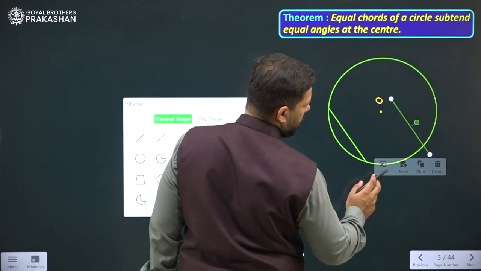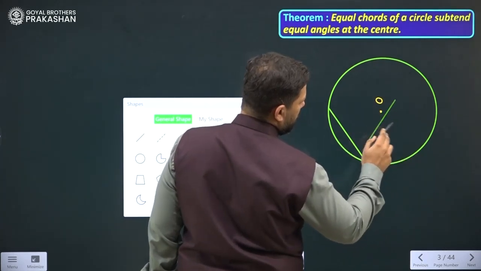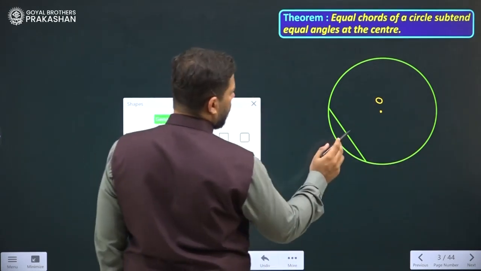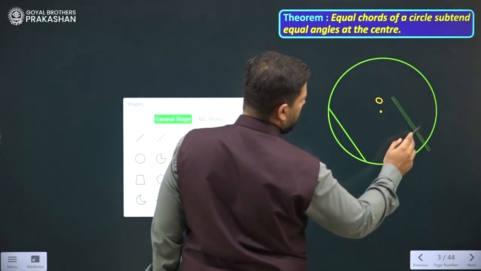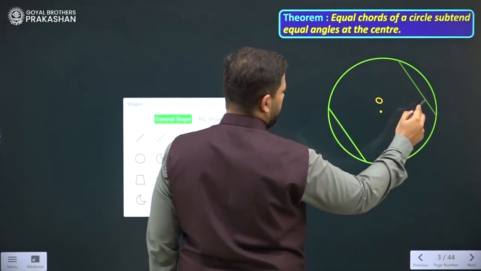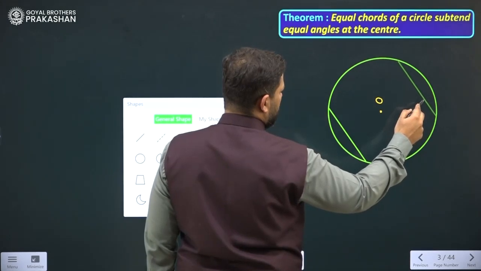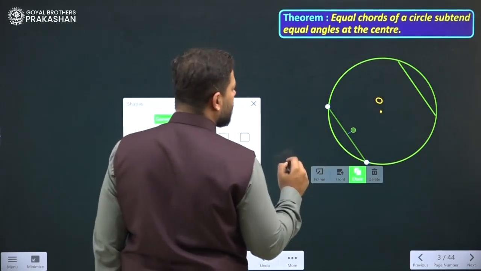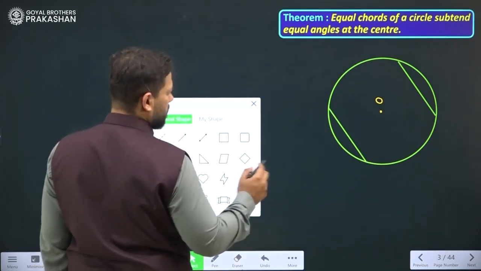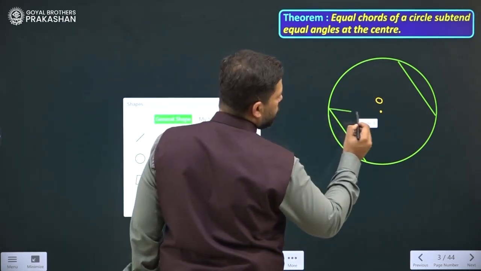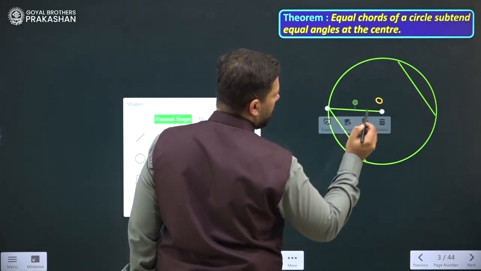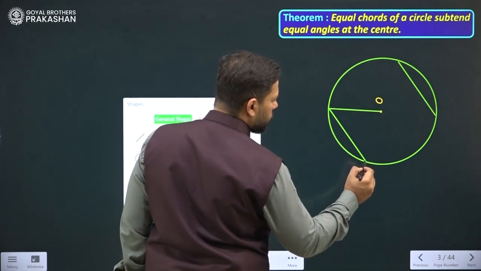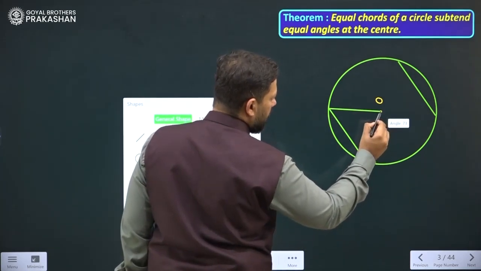Let me just change its orientation. Okay, we can draw a chord which is like this, right? So these are two chords which are equal to each other and they are subtending an angle at the center of the circle. So let us have that angle also. So if I join its vertex with the center, it will form an angle. Let us draw it, right, like this.